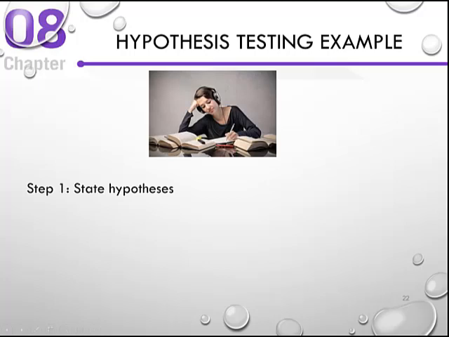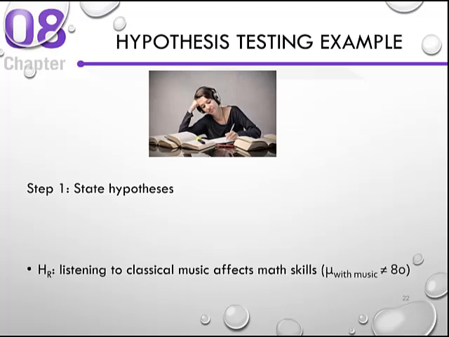Step 1, we said, is state the hypotheses. So we are supposed to state the null hypothesis and the research hypothesis. Our research hypothesis, which the book calls HA for alternative hypothesis, is just that we believe listening to classical music affects math skills. That's what we think, right? That listening to classical music is going to affect math skills, which would mean that the mean for the population listening to music should not be 80, because we said the general population has a mean of 80. So if there is an effect on math skills, then it should not be 80.